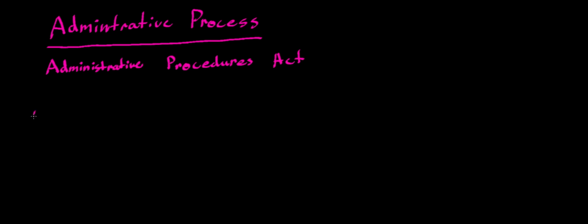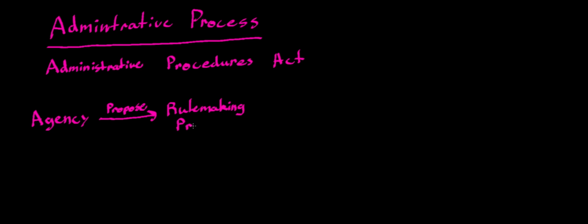And basically, how the administrative process works is that an agency that is part of the executive branch will propose a new regulation, and then that regulation will go through the rulemaking process. And the rulemaking process may look a little bit different depending on the agency, but in general, the rulemaking process requires a period of public comment in which interested members of the public can submit comments to the agency, either persuading them to adopt the rule or to reject the rule.